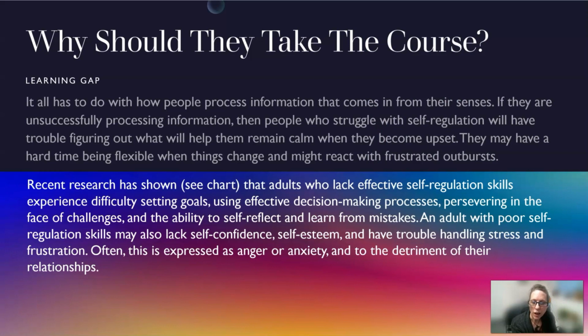It has to do with how people process information that comes in from their senses. If they are unsuccessfully processing information, then people who struggle with self-regulation will have trouble figuring out what will help them remain calm when they become upset.